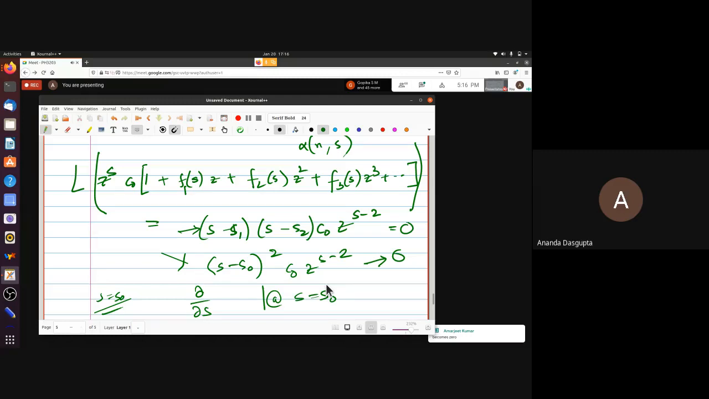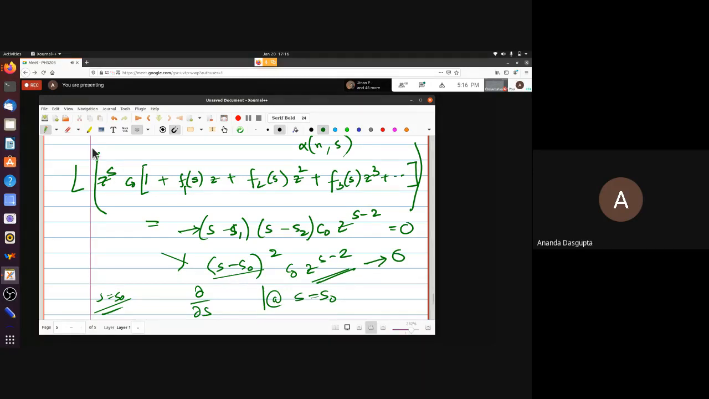Why does it become 0? Because you get two terms. One will come from the derivative of this, which will have an S minus S0 in it. So it will become 0. The other will come from the derivative of this, but that will have an S minus S0 whole square stuck outside. So that will also be 0.